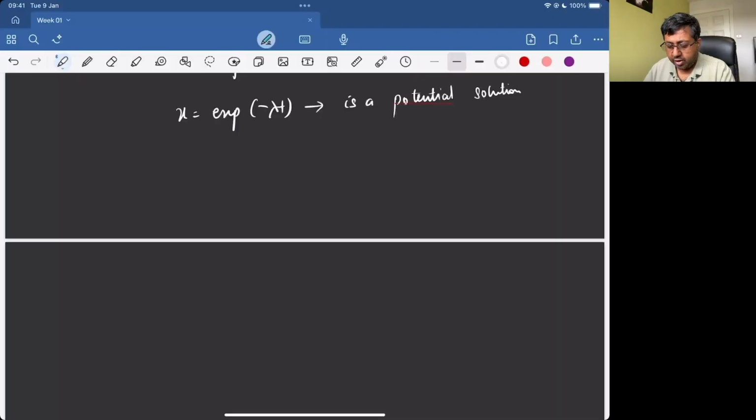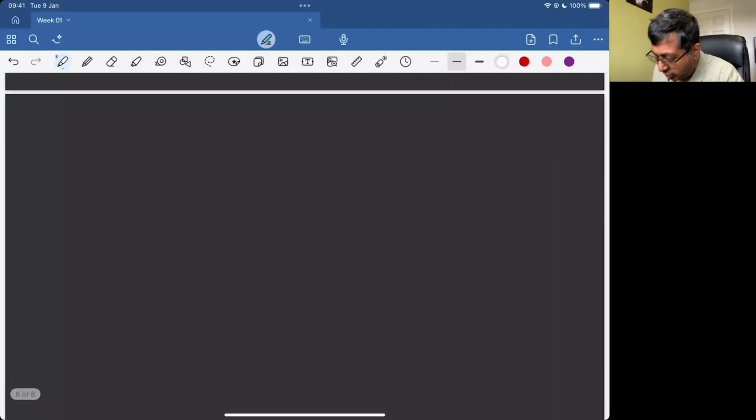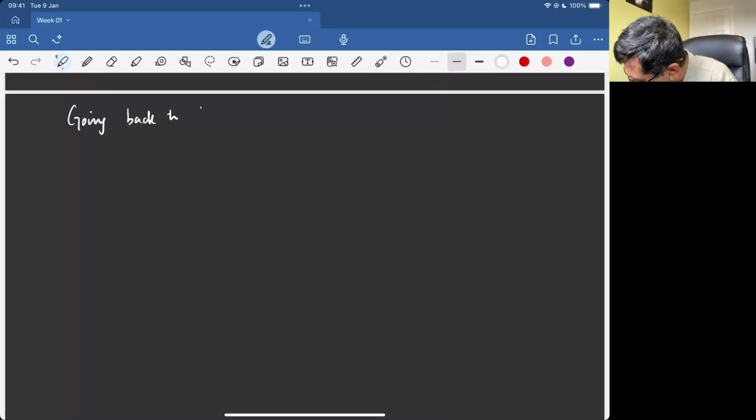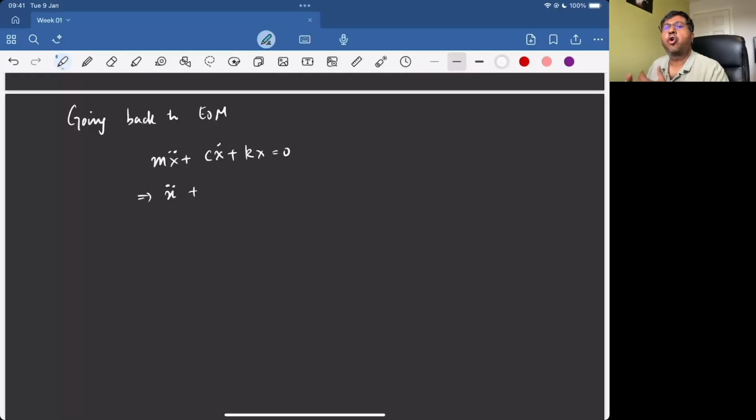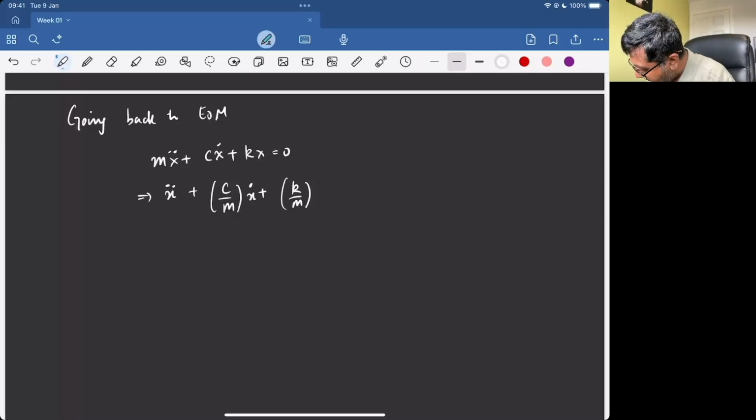Okay, so going back to our equation of motion, we have m into x double dot plus c into x dot plus k into x equal to 0. Or otherwise, I can also normalize with regard to the mass and say x double dot plus c by m into x dot plus k by m into x equal to 0. We already know from earlier that k by m is nothing but omega square, where omega is the natural frequency.